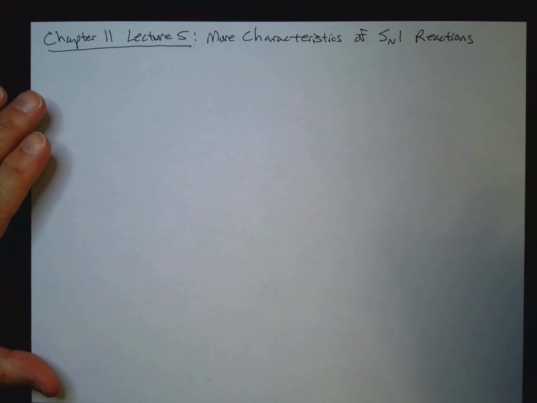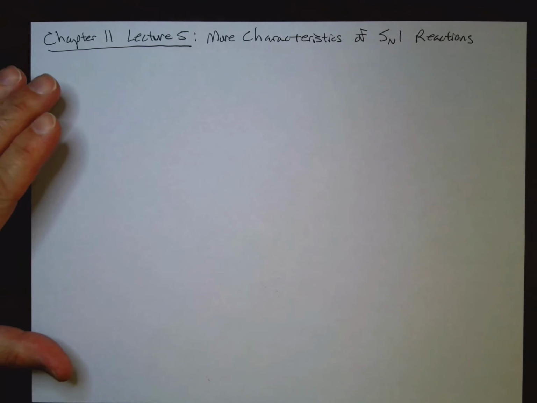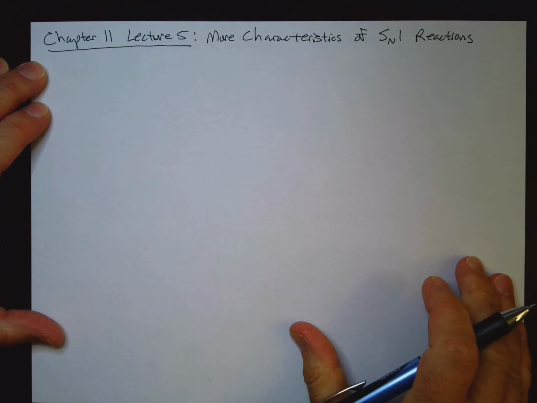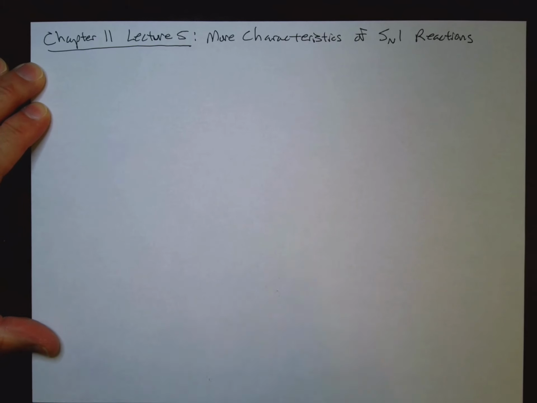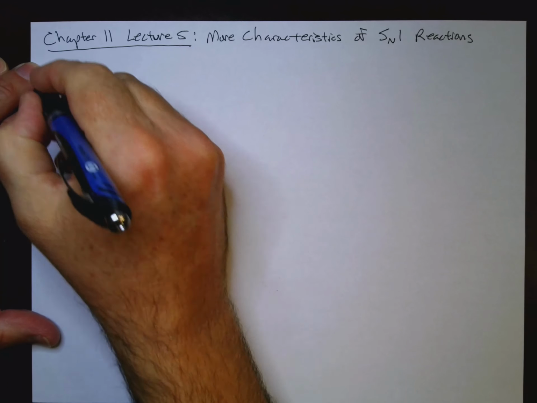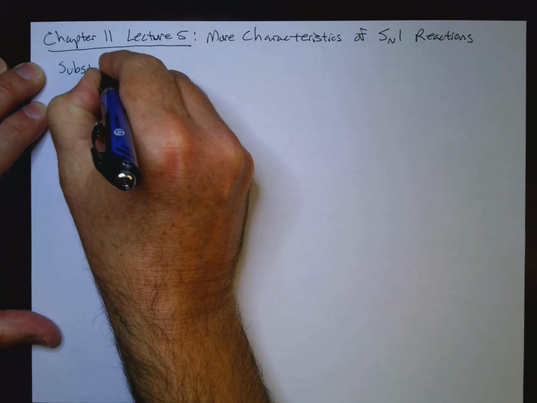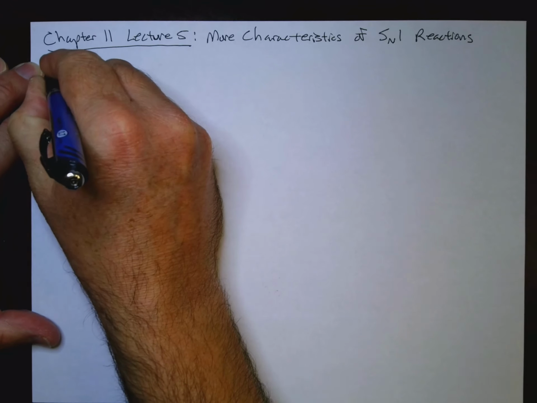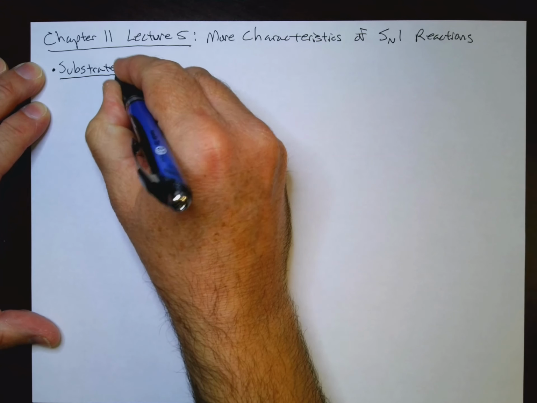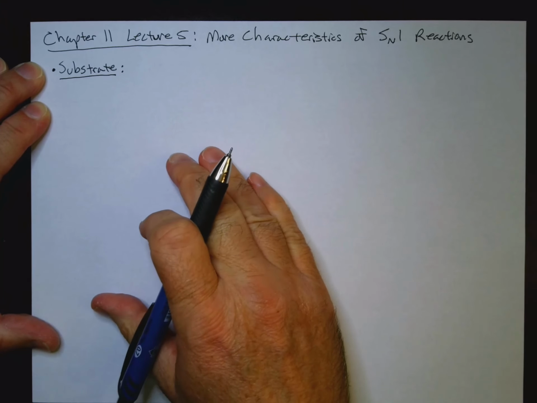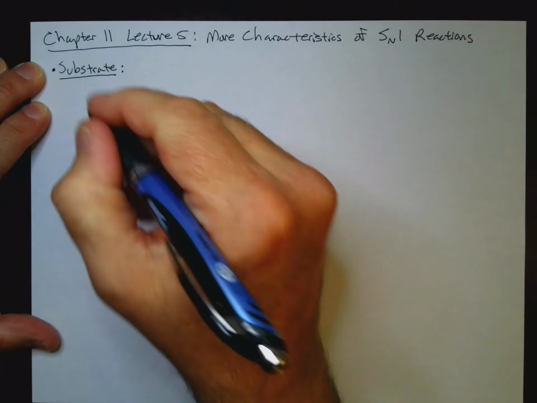Okay, welcome back. Dr. P here, and in this lecture we'll take a look at some more characteristics of SN1 reactions. Now, one of the two areas that we did not get to in the last lecture was the nature of the substrate. And the whole point about the substrate is the substrate has to make a stable carbocation intermediate.